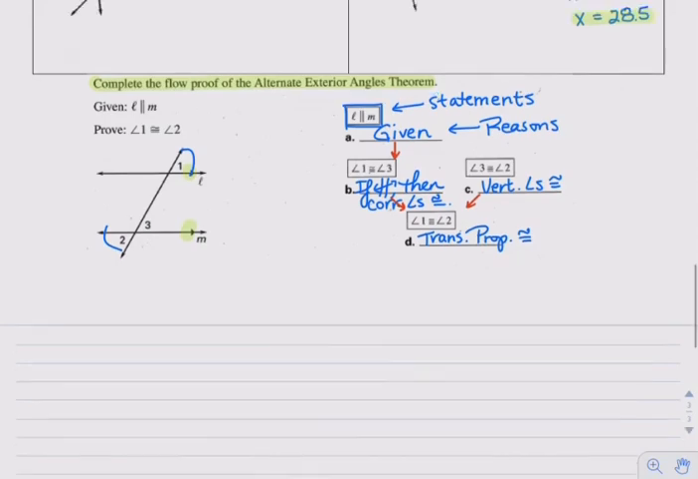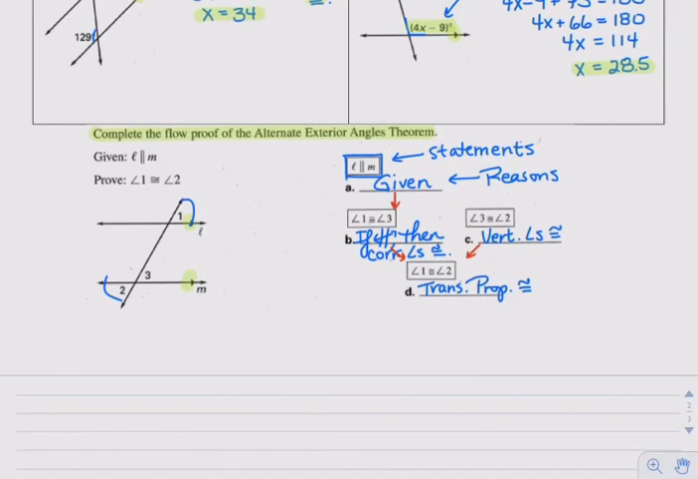Okay, so that's a flow proof. We don't do them that often. You may never see another one again. They're not very common, but it's kind of nice that you see when there's a statement that comes not from the given, it's coming from somewhere else, and it shows how they all fit together. So this is the end of lesson 3.1.